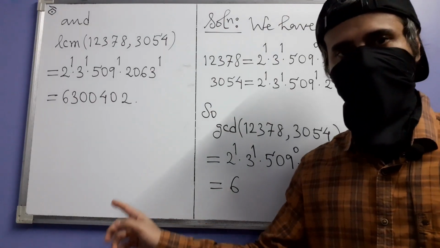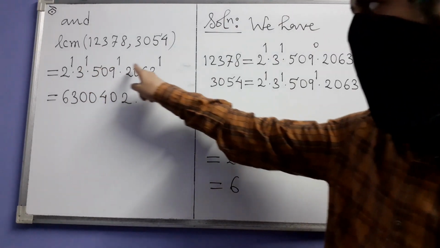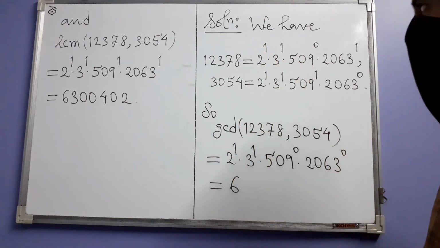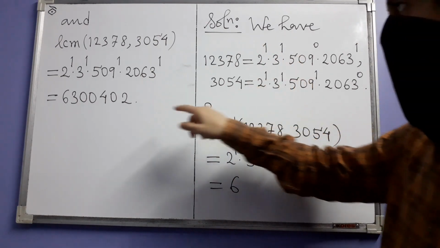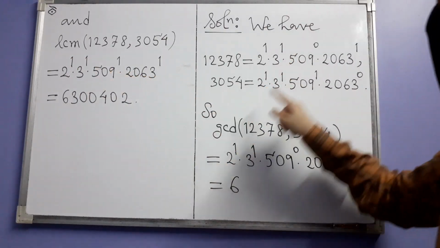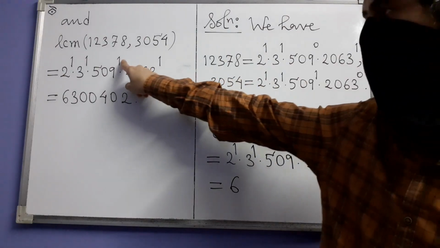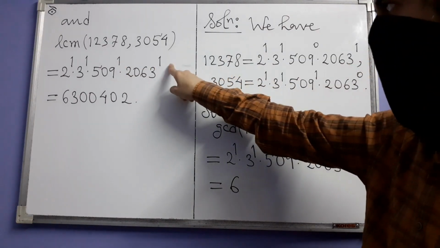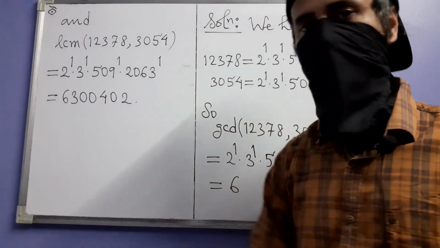To calculate the LCM, this time the exponents will be the maximum values of the corresponding exponents. The maximum of 1 and 1 is 1. Maximum of 1 and 1 is 1. Maximum of 0 and 1 is 1. So this time it will be 1. Similarly, maximum of 1 and 0 is 1. So this is the LCM.